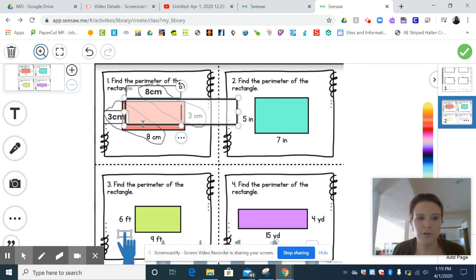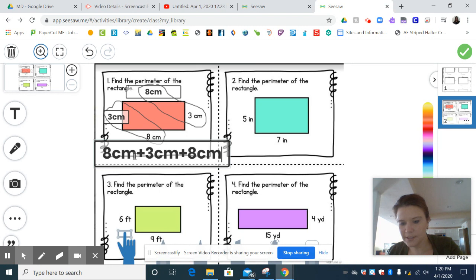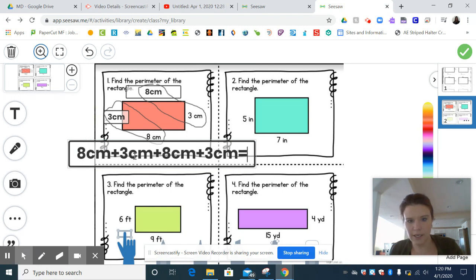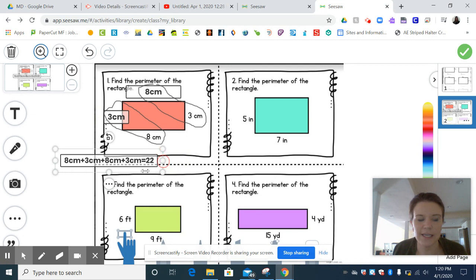I'm going to try to put this into an equation. Drag my box down here. Okay, so now I have to add these up. 8 centimeters plus 3 centimeters plus 8 centimeters plus 3 centimeters equals 22 centimeters. And to make my box smaller, I'm going to click, hopefully. Then I can just drag it from the corner. And I'm going to slide it into my box.